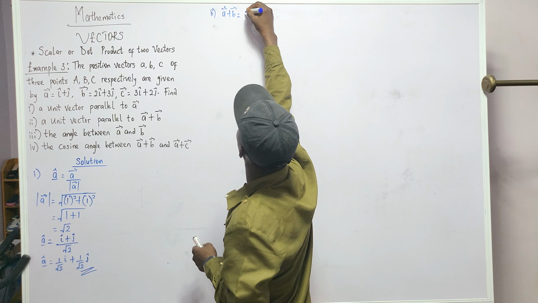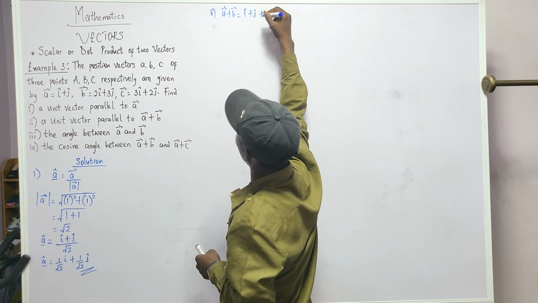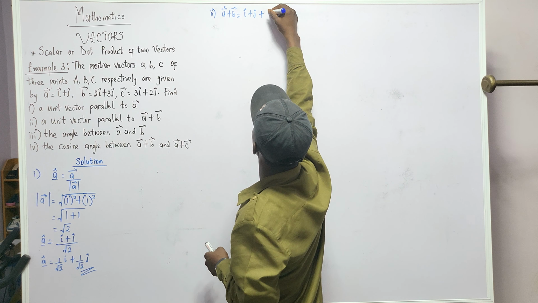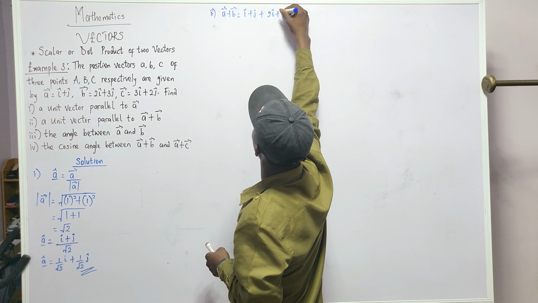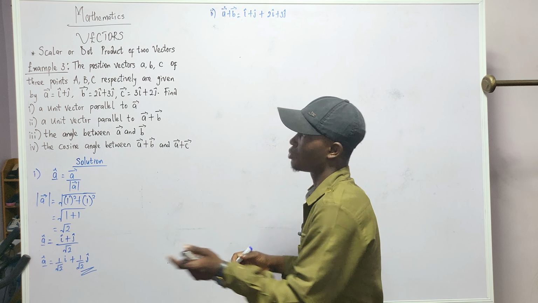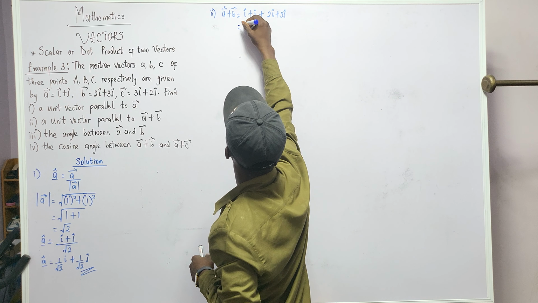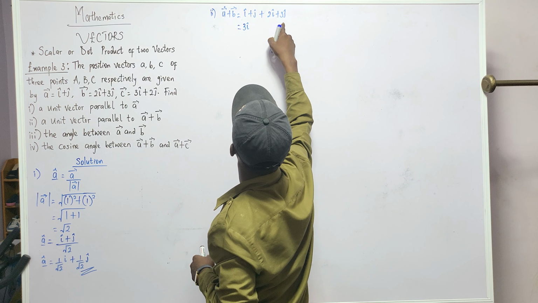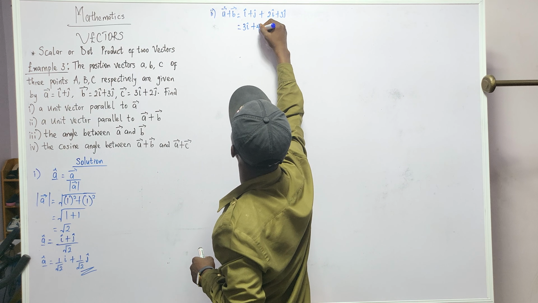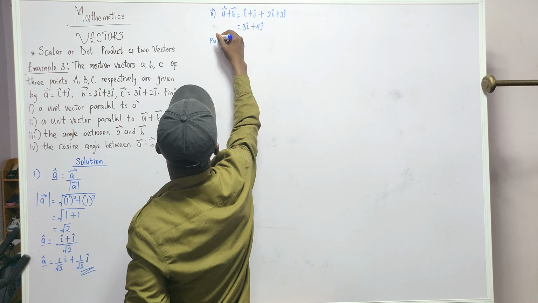So what's our A? I plus J plus, what's our B? 2I plus 3J. I'm not putting it in brackets because of the plus. Since it's plus, it will still open each other. So I plus 2I will give us 3I. Then J plus 3J will give us 4J.